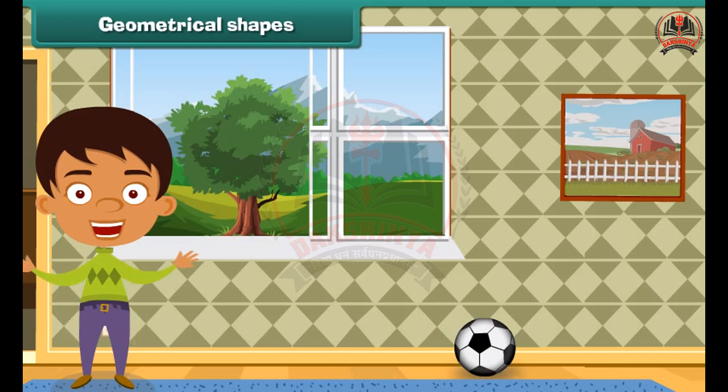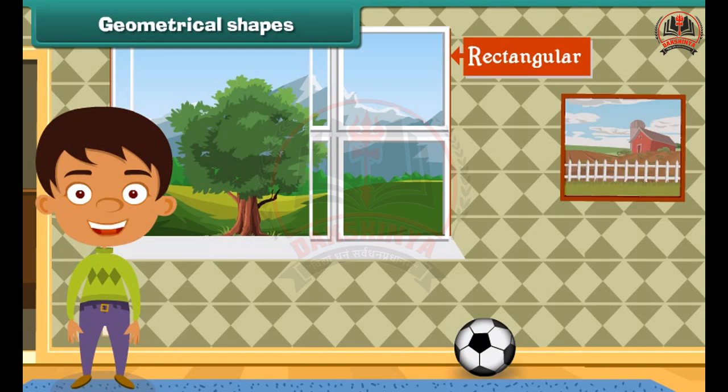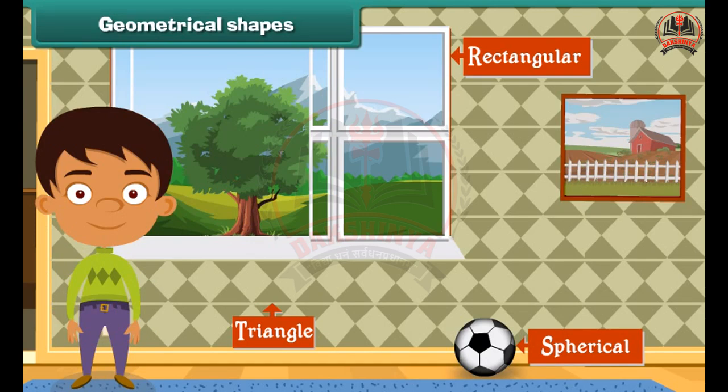Look at the window of your room. It is rectangular in shape. The design on the tiles is a triangle. Look at the ball lying in the room. Its shape is spherical. Now look at the frames of the painting hanging on the wall. It is square in shape.